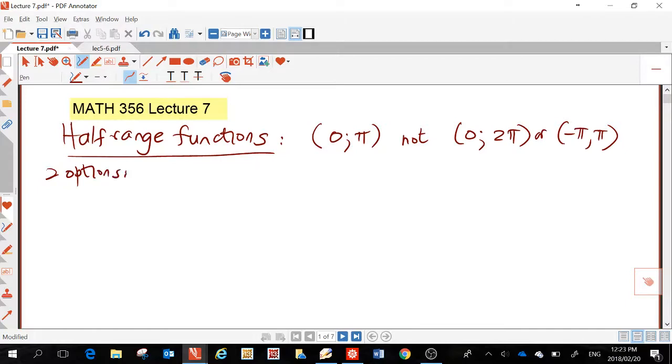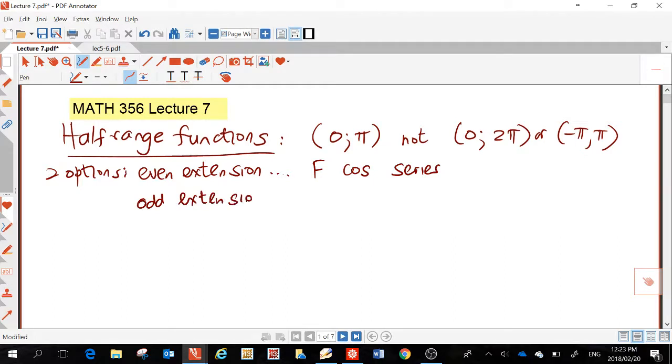You can either add on what we call the even extension. Okay, the even extension on the left, which means it will be symmetrical about the y-axis. And in this case, you will get the Fourier cosine series. If you add on the odd extension, then you can get the Fourier sine series.